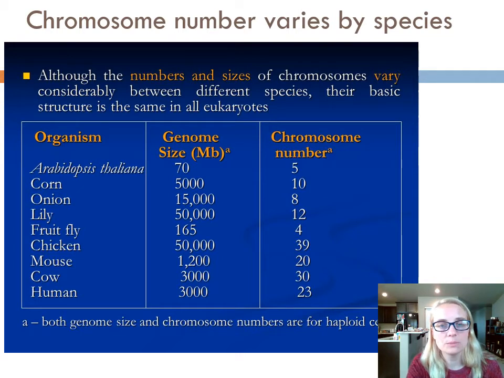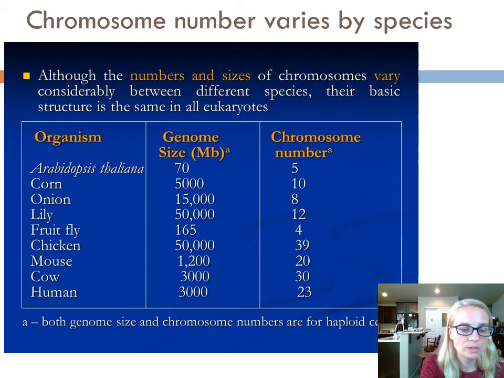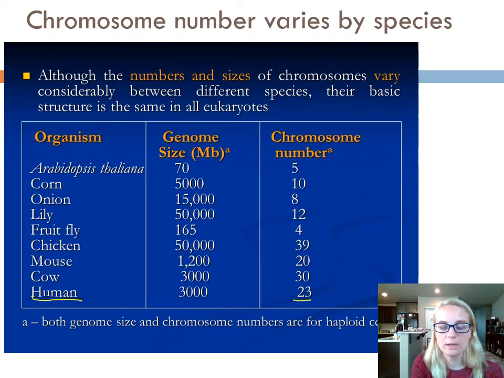Not all organisms have a chromosome number of 46, or a pair of 23. So we can see here's human down at the bottom. We have 23 chromosomes in haploid. We don't really know what haploid means. Haploid just means half the number, like one set. So we have 23 individual chromosomes.